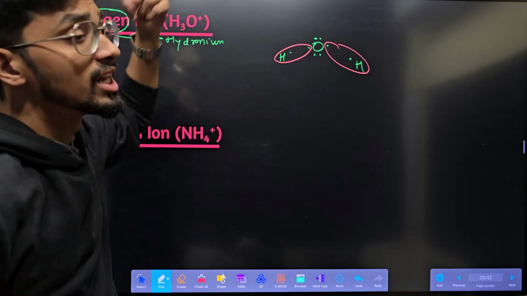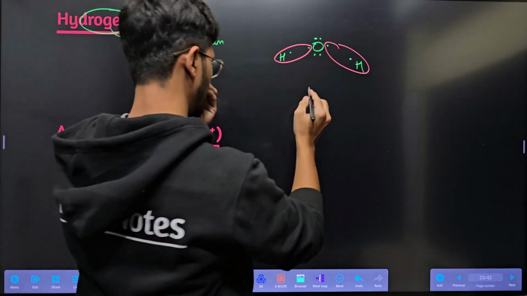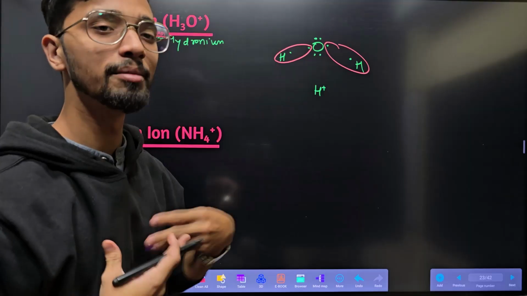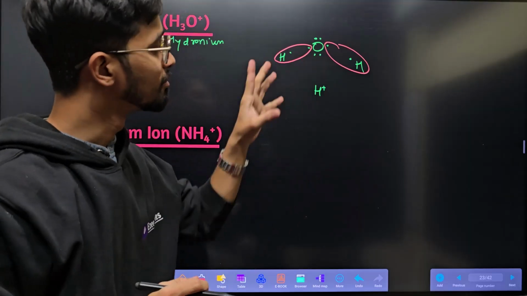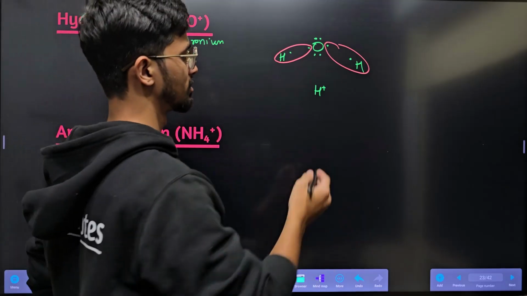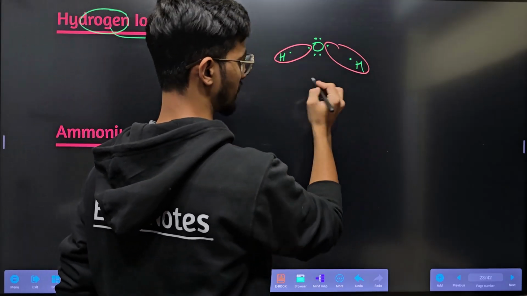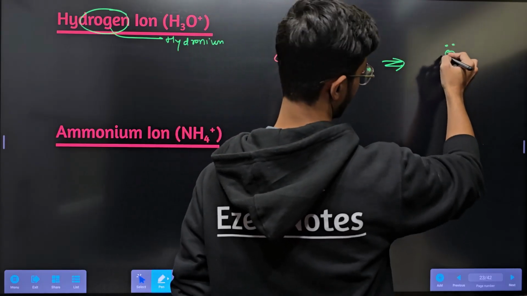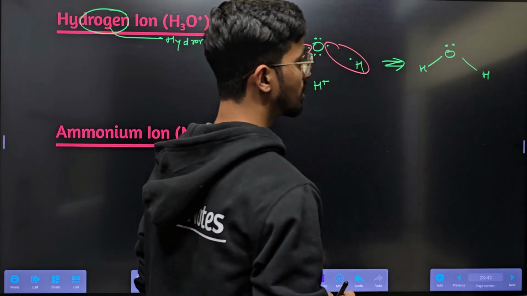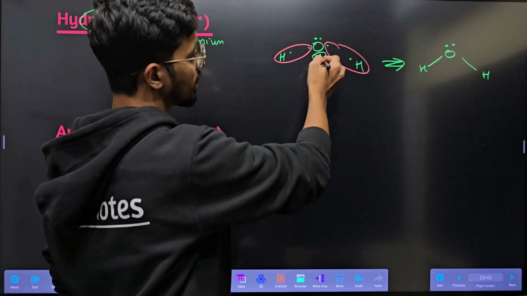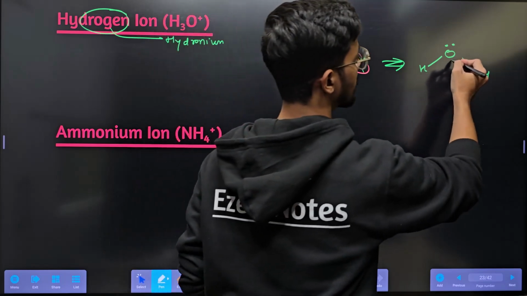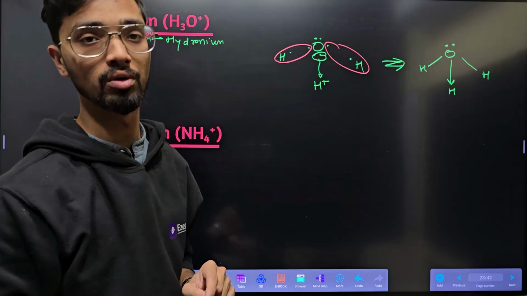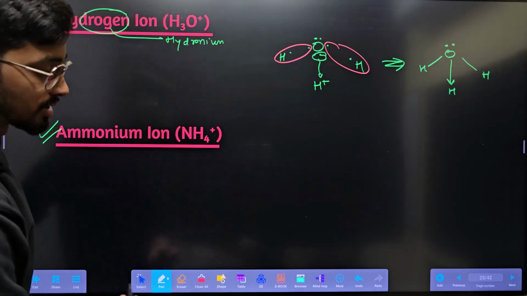But for H3O+, if another H+ comes here, it says, bro, I don't have any electron. Please lend me 2 electrons. Oxygen will be like, bro, I have 4. I'll give you 2. Take it. So if H+ comes here, it will form a bond like this: oxygen, hydrogen, hydrogen. This lone pair, it will donate to this H+, forming a coordinate bond, which is shown by an arrow. Similarly it happens in the ammonium ion as well.